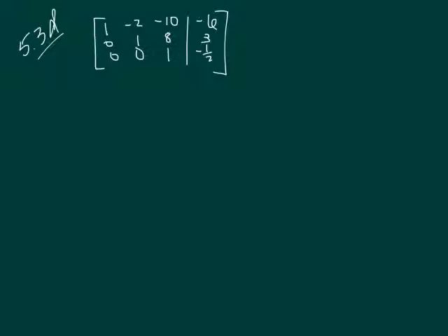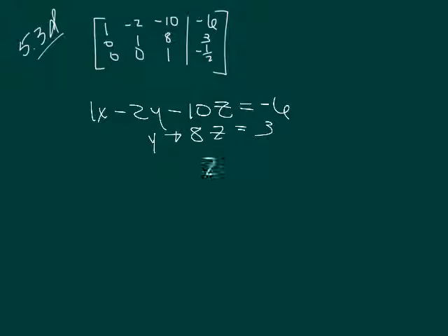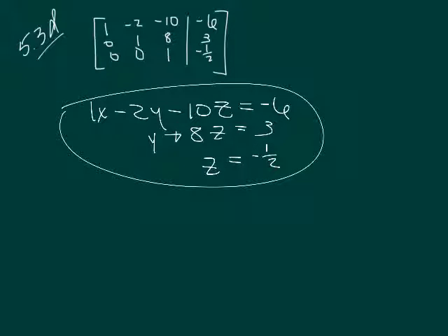Okay, so this is 5.3D, page 466, Gauss-Jordan elimination. What we've got here is the answer from example number 1. This is what we came up with, and remember we rewrote this as 1x minus 2y minus 10z equals negative 6, 1y plus 8z equals 3, and then z equals negative 1/2, and then we did our back substitution there, and we're able to find x, y, and z.